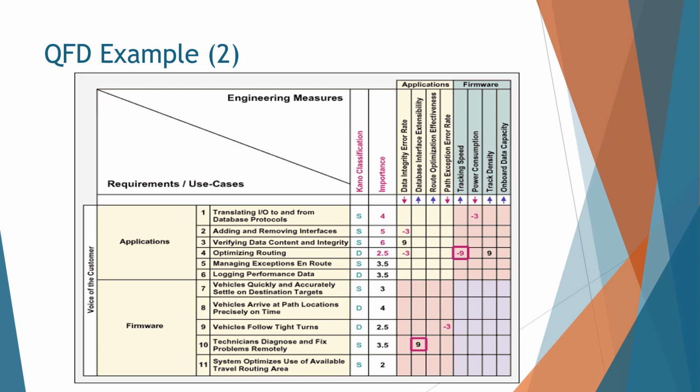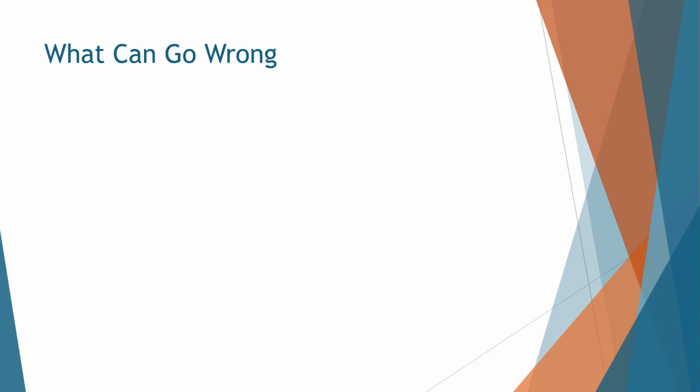And if it's a negative number, that means there's an inverse relationship. As one of these variables goes up, the other variable goes down. But if you don't see the negative number next to it, that basically means it's a positive correlation, which indicates that as one variable increases, the other variable increases as well. So it's really nice. You can look at those two variables and see the relationship between the voice of the customer and the applications and the firmware. Really nice if you can master this tool.